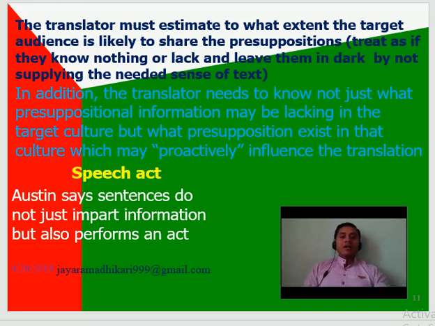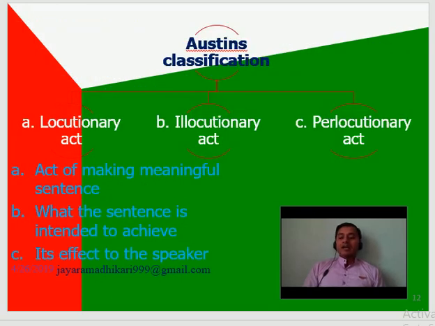So now the next topic I'd like to talk about here is speech act. Speech act was discussed by J.L. Austin in his work, and he says that sentences do not just impart information, but they also perform an act. According to Austin, there are three types of acts. They are locutionary, illocutionary, and perlocutionary act, respectively.